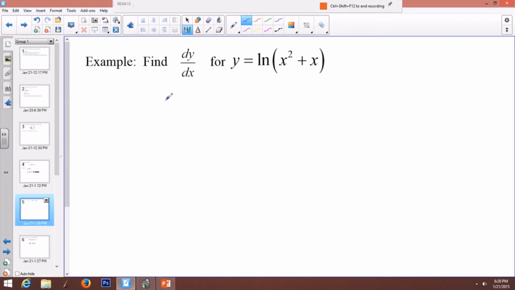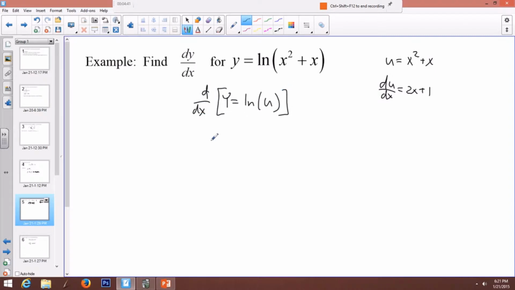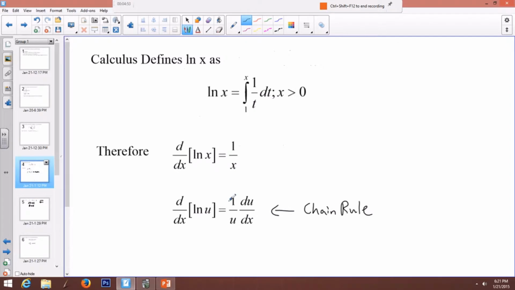So the first thing that I'm going to do here is I'm going to say, all right, this inner function is u, and that u is going to be x squared plus x. So du over dx is going to be 2x plus 1. And so if I say y equals the ln of u, then when I go to do the derivative of this with respect to x, I get dy over dx is going to equal 1 over u times du over dx. So now that I've got that, I'm just copying what I had here.